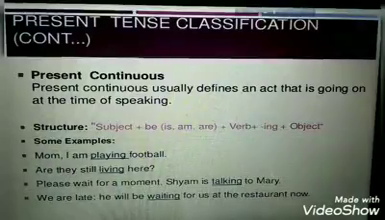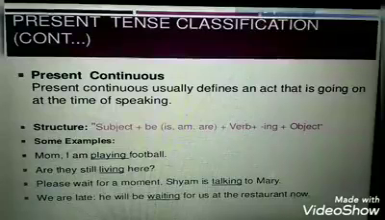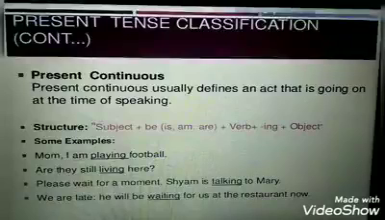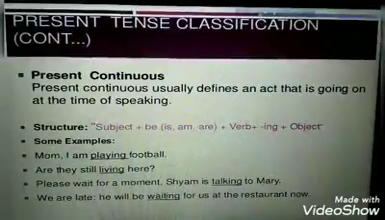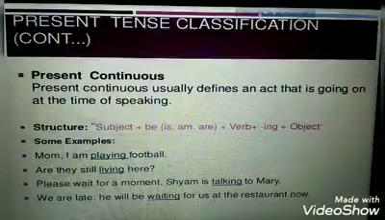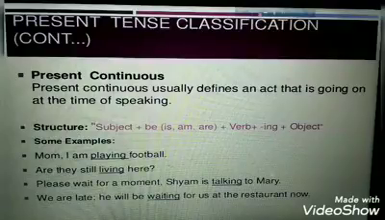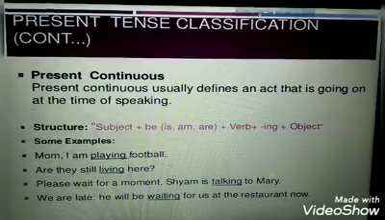What is the structure? Structure is subject plus be verb. That means am, is, are plus verb and ing plus object. So there are some examples here. Mom, I'm playing football. Are they still living here? Please wait for a moment. Sam is talking to Mary. We're late. He will be waiting for us at the restaurant now. Okay?